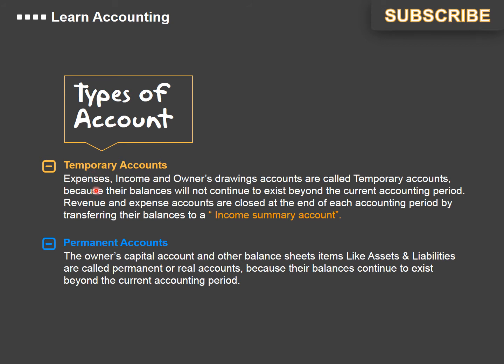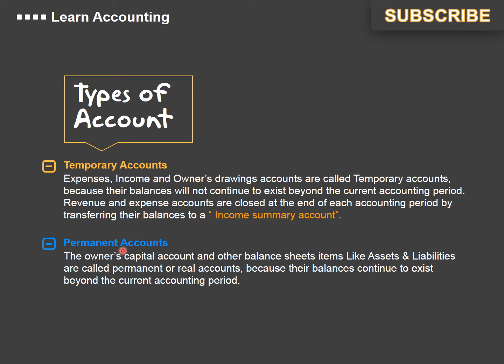When we are talking about the expense and sales, we will calculate our income or profit for a current accounting period. So revenue and expense accounts are closed at the end of each accounting period by transferring their balance to income summary account. When we need to close our ledgers, we need to first create an income summary account in our chart of accounts, so that we will be able to transfer our expense and sales account to this account.